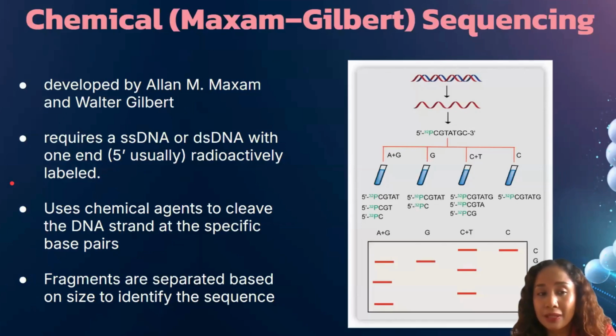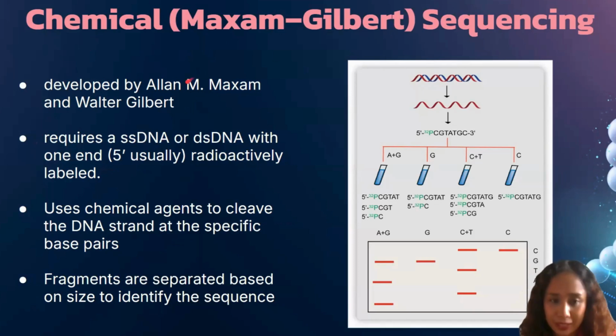So for chemical sequencing, specifically Maxam-Gilbert sequencing, it was developed by Allan Maxam and Walter Gilbert. We require a single-stranded or double-stranded DNA, and this DNA is labeled with a radioactive label, usually at the 5' end, just like this one.